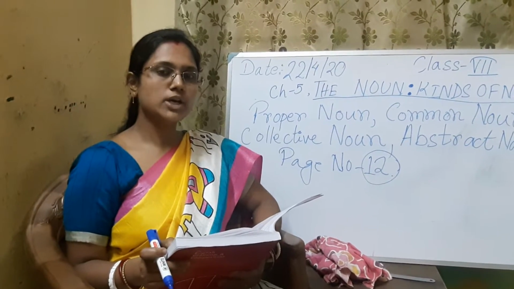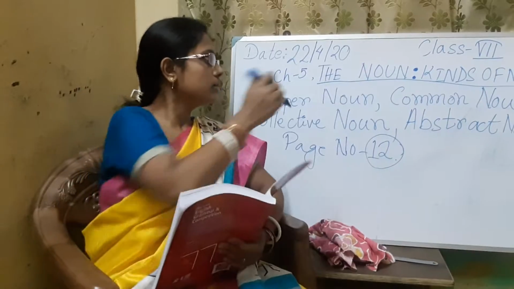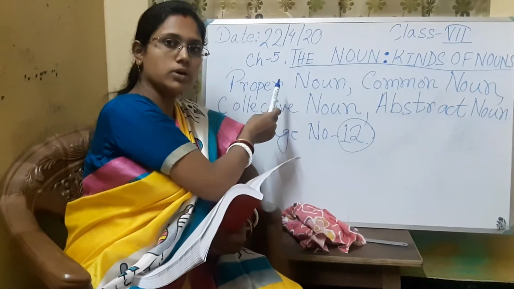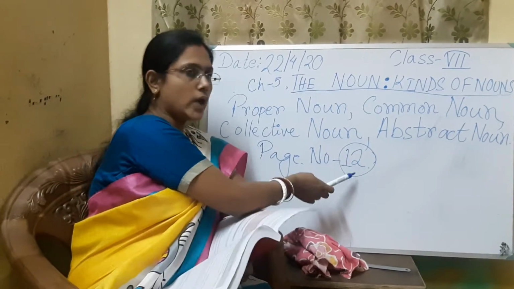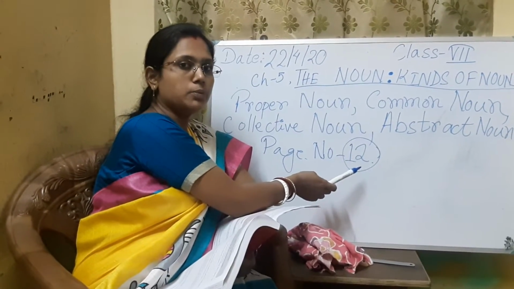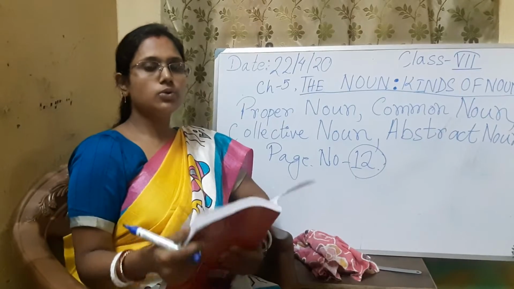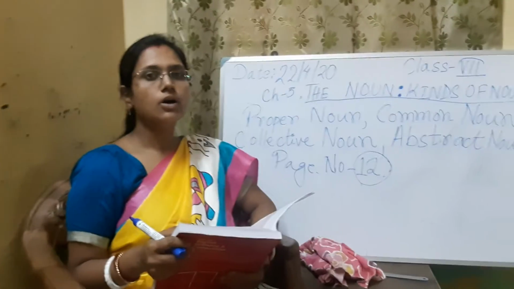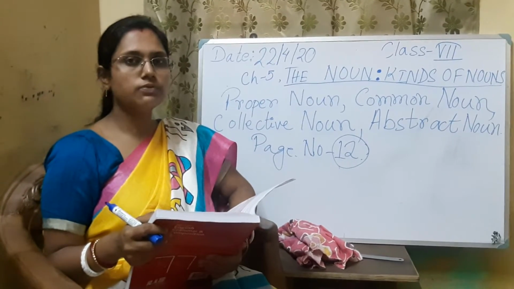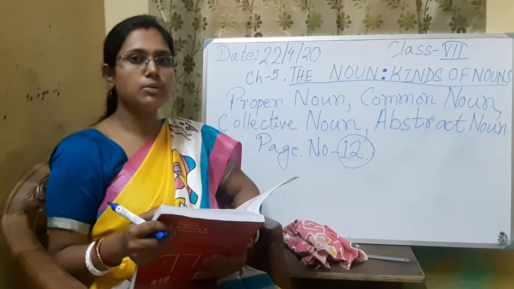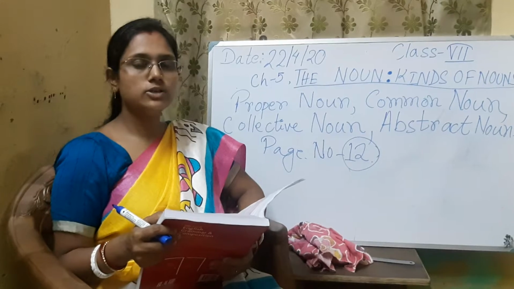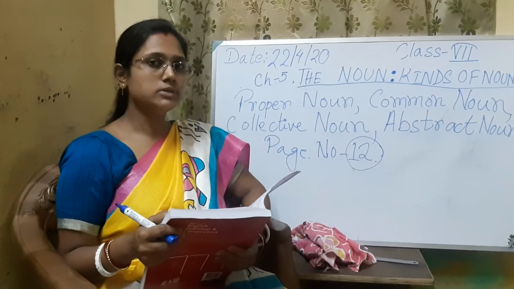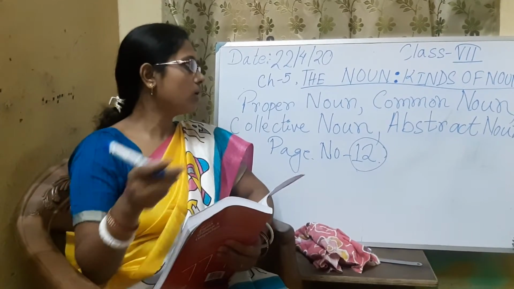Today the topic which I am going to teach you is the noun, kinds of nouns, which is chapter 5 in your book. Open page number 12 of your book. I think you know what is noun. You have learned in earlier classes what is noun and what are the kinds of nouns. Noun is the naming word and the different kinds of nouns, I suppose you know everyone. Again, I am revising those nouns.